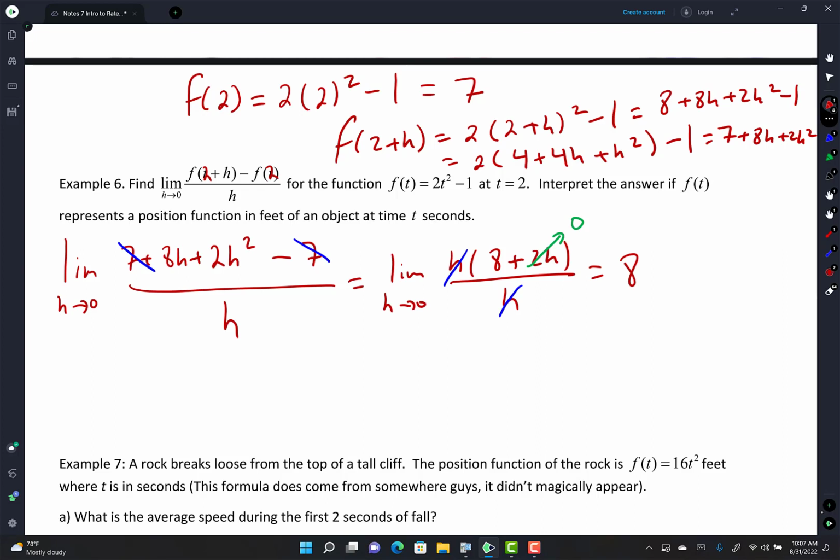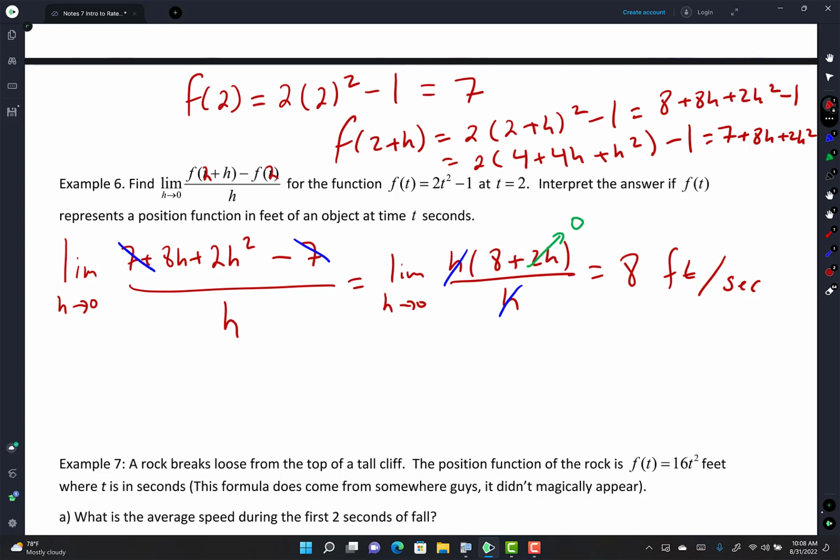Eight feet per second. It represents speed, 8 feet per second. So in case you're lost, remember that what we found is an instantaneous rate of change, or a tangent slope, right? If you find a tangent slope on a position time graph, what is y? In feet. What is x? In seconds. It's going to give you feet per second. So this tells us that this particle is moving 8 feet per second.